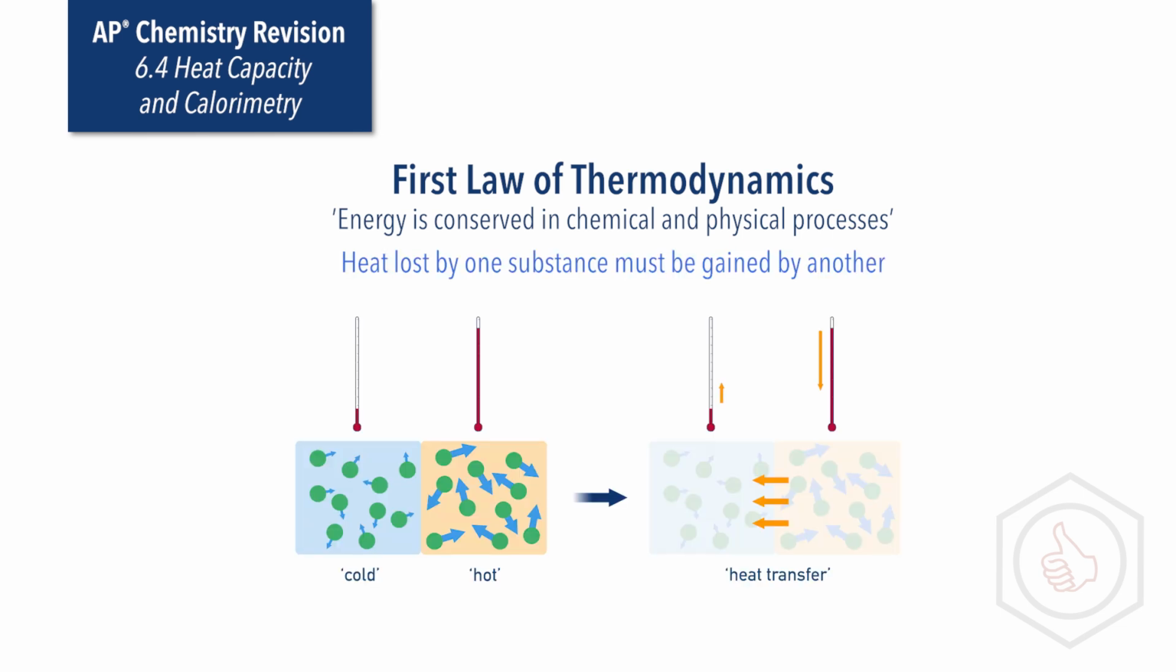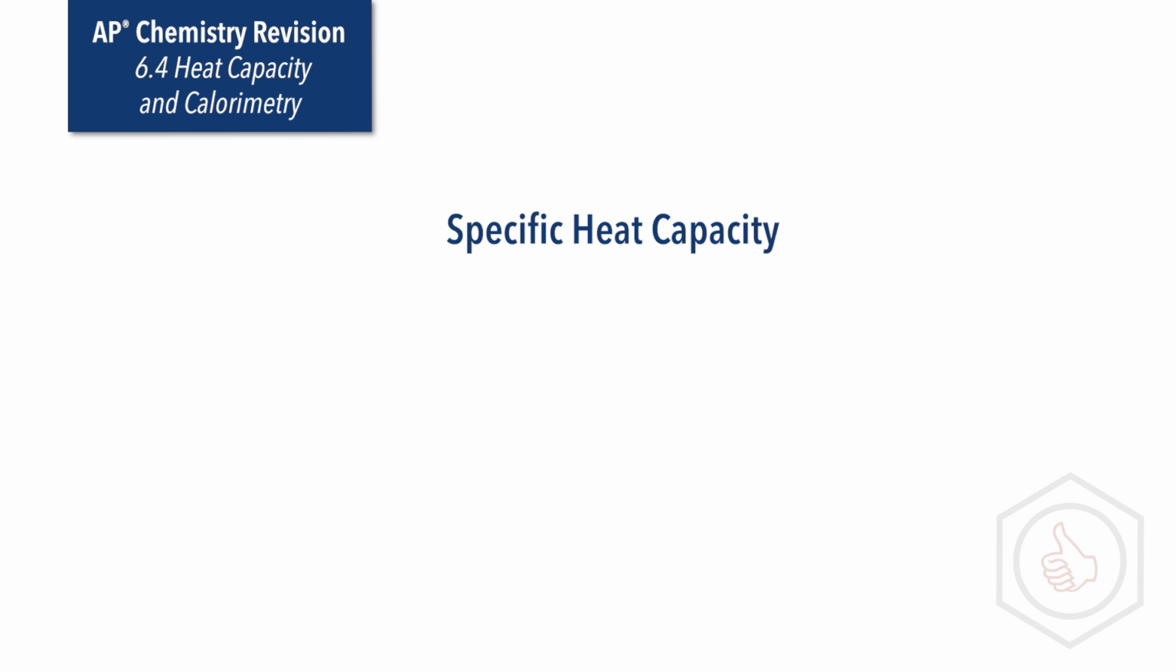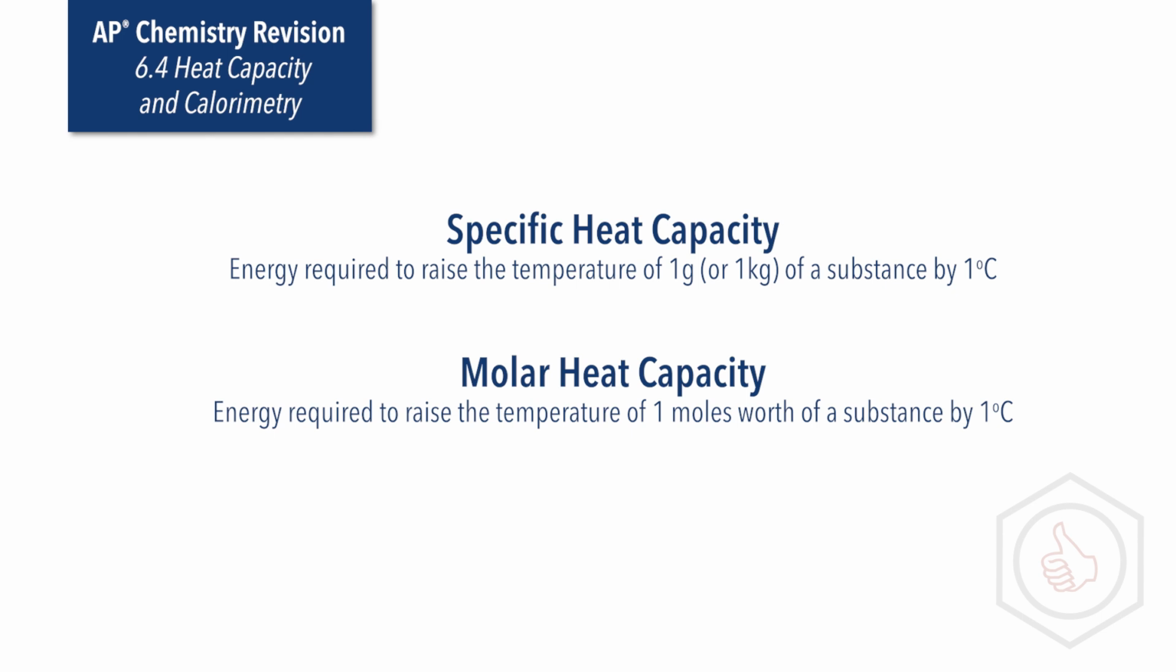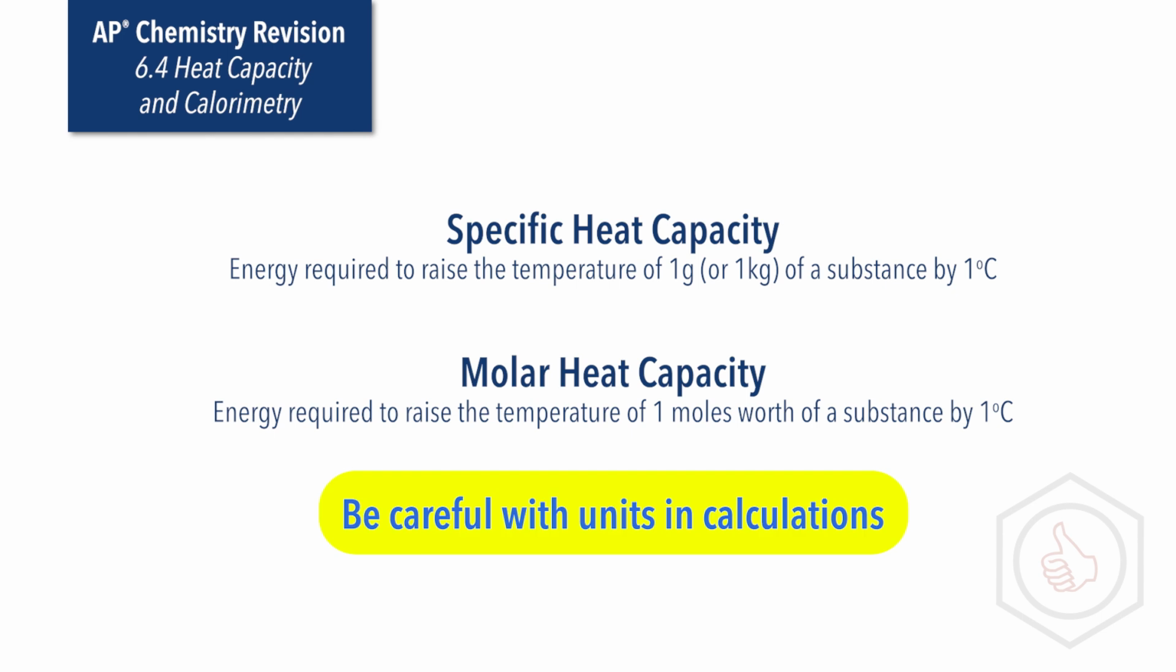You need to be aware of the difference between specific heat capacity and molar heat capacity. We've already seen specific heat capacity is the energy needed to raise 1 gram of a substance by 1 degree Celsius, whereas molar heat capacity is the energy needed to raise 1 mole of a substance by 1 degree Celsius. Be careful to make sure you're matching units to the type of heat capacity you're using for a given question.